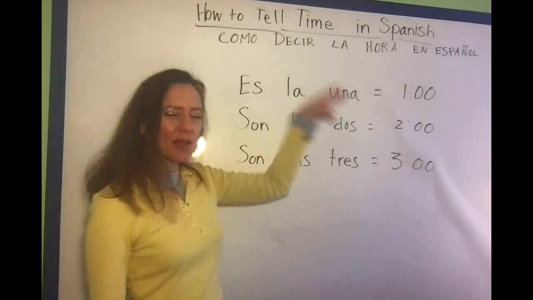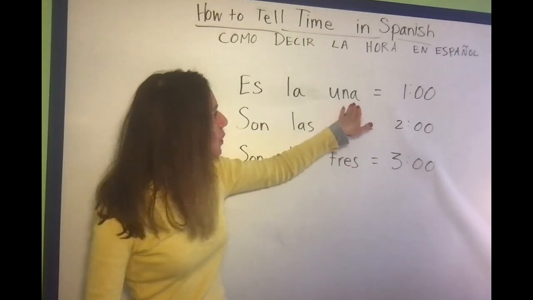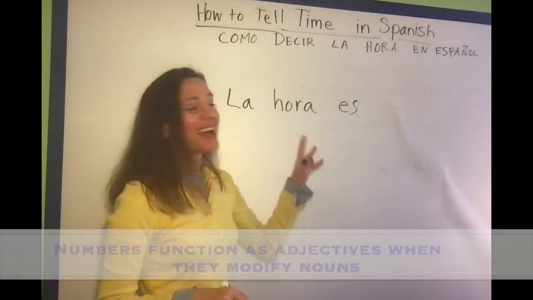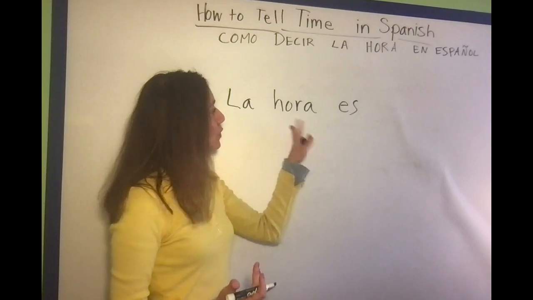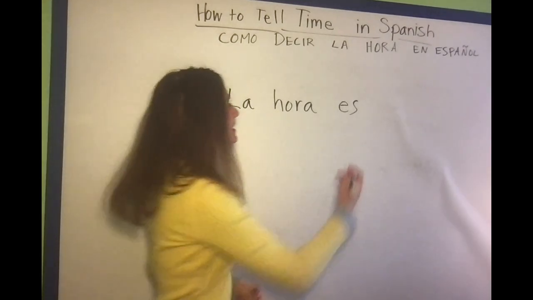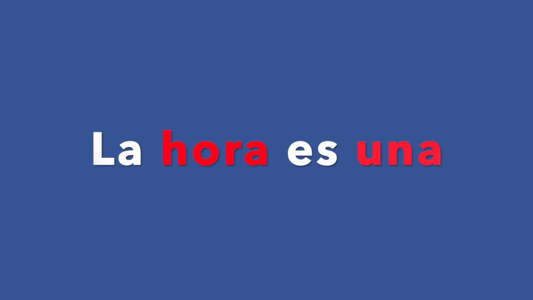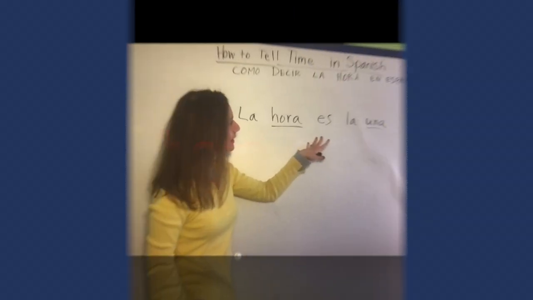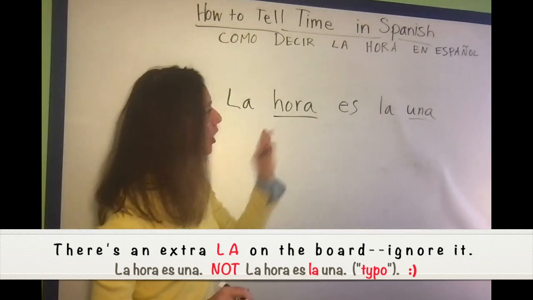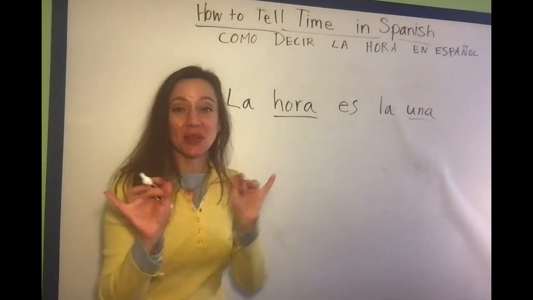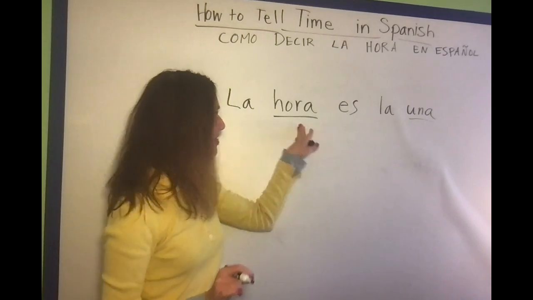If you noticed, you're like, wait, I thought 1 is uno, so why are we saying una? Well, remember that adjectives can change in Spanish. And technically, when we're telling the time, we're really saying the hour is. So una is describing hora, right? Hora is feminine, la hora, the hour. The hour is 1. La hora es una. If that's a little confusing, don't worry. All you need to know is that when we're telling time, we say una. But if you're kind of like the person who likes to understand why, this is the reason why.